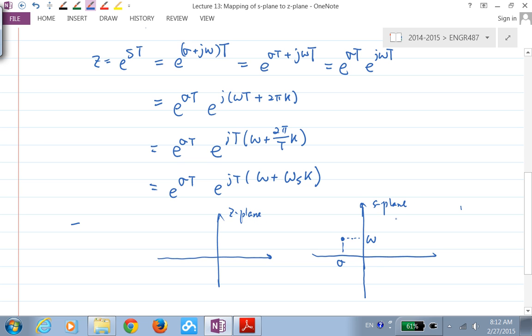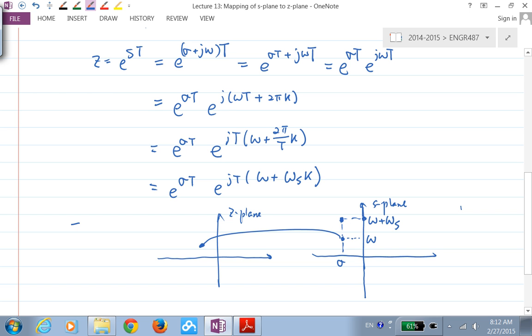Okay, so this point will be mapped somewhere over here. Now, if you look at the nature of e to the power of st, this is omega. If I change this omega to this location, let's say, and this is omega plus omega s, without changing the sigma, it's still the sigma here.